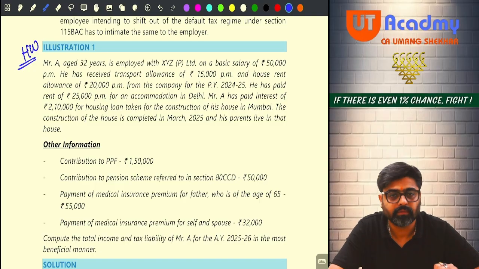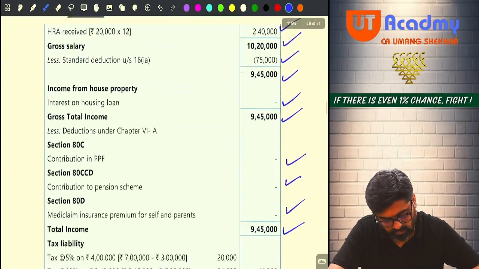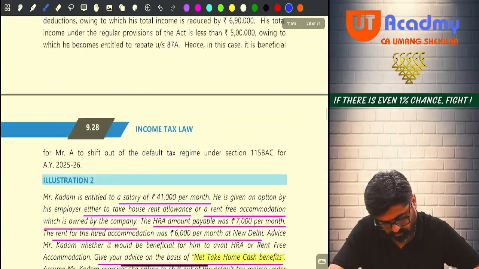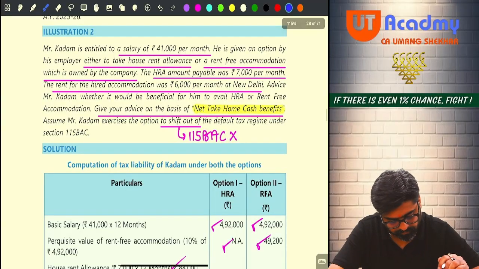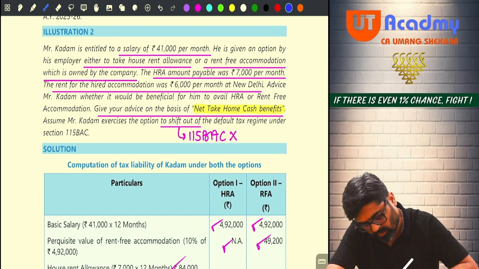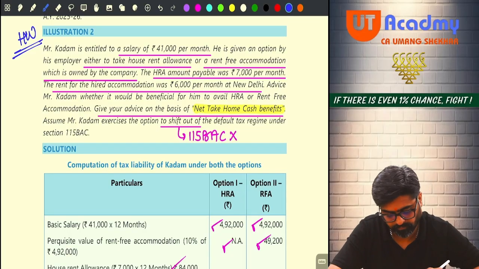Very easy question. It is talking about salary and all. First calculate salary, then calculate total income, then take the deduction and compute total income. Very easy question. Question number 2. This question also you are supposed to try at home today. Question 1 and question 2 you are going to try at home today.